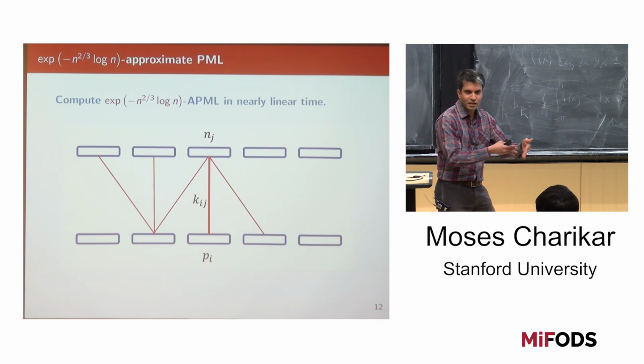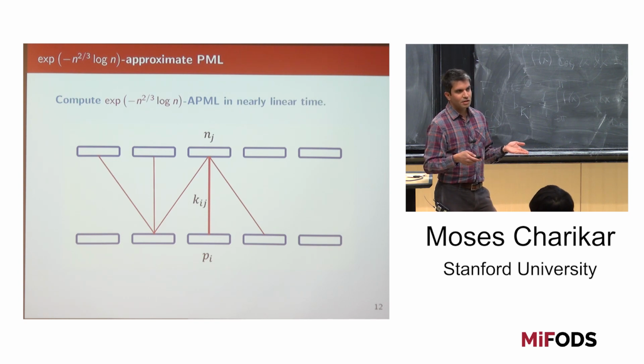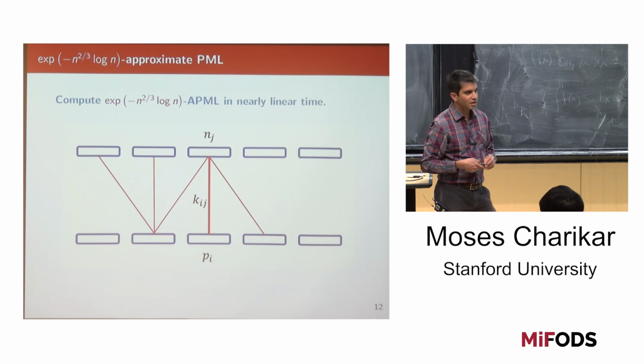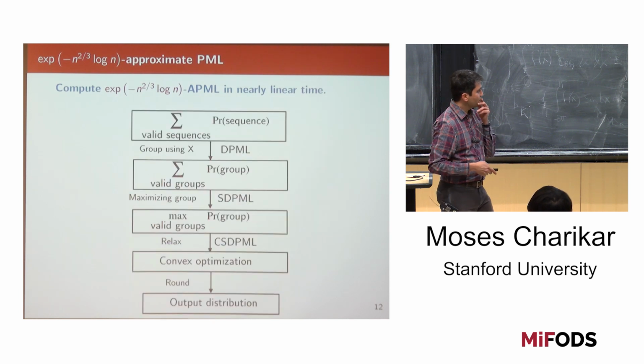We lost something in all of these steps, but overall, we were able to manage the total loss and argue that the total loss is no worse than e to the n to the 2/3. Okay, that in a nutshell is how our algorithm proceeded.